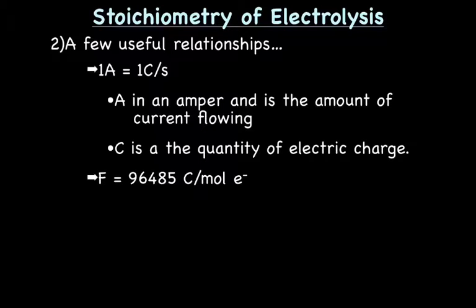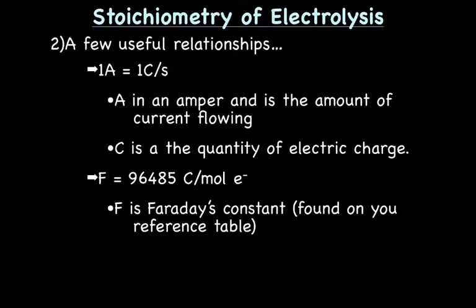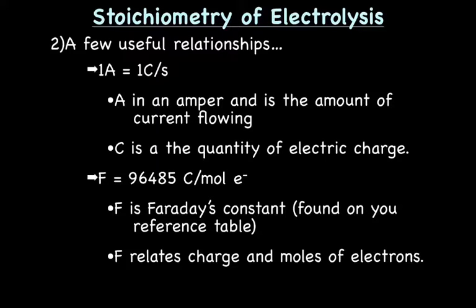Okay, and then we have another relationship, which is Faraday's constant. So 96485 coulombs per mole of electrons. Totally, hugely important. It'll help us out a lot. Faraday's constant, this is found on your reference table. And F relates to charge and moles of electrons.